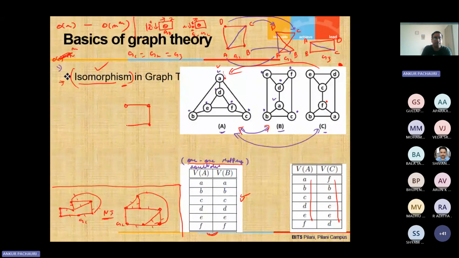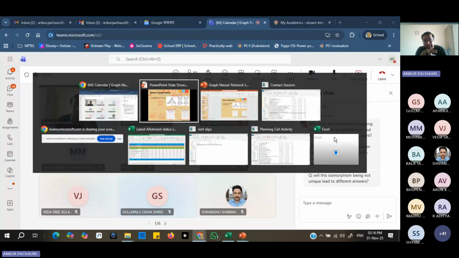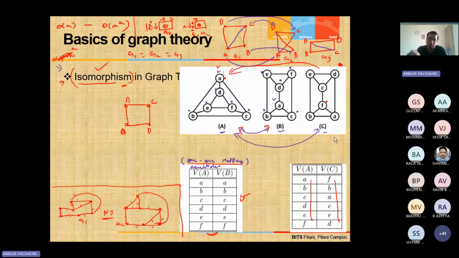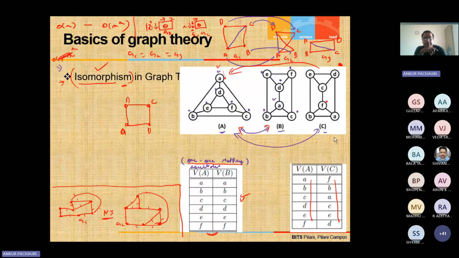Suppose it's like this. All the nodes are of degree 2. Then with A, B, C, D, A can be equivalent to B, A is equivalent to C, A is equivalent to D also. In that sense, it is not unique. Not always. The special case is this. But we'll have to come up with a mapping. Everyone will have their own perception, but it is not based on the perception, it is based on the scenario.